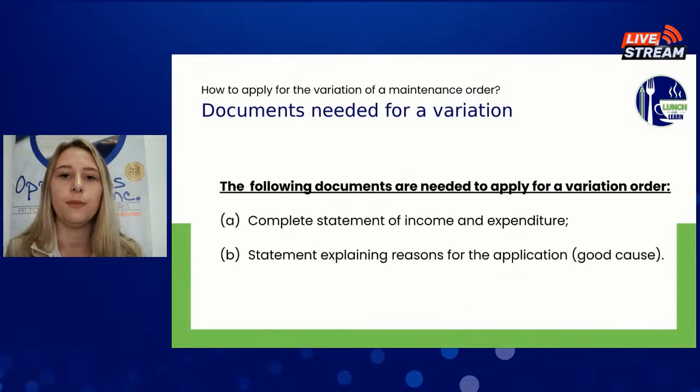So, which documents do you need when you apply for a variation? So, firstly, the J107 application form. That is the form that you will complete and you will give that to the court. You will need a complete statement of your income and expenditure and a statement explaining the reasons for the application. So remember, as I've said, it is a requirement that you need to show good cause and sufficient reason for applying. So you will have a statement setting out your reasons and then also a statement of income and expenditure.